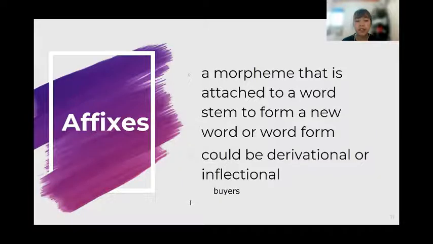In the word buyers, we said that our root word there is buy. We have 2 affixes. What did we attach to the word stem or the root word? We attached er and s. So we were able to form a new word because of er and s, from buy into buyers. Everything that you attach to your root word or base form, we call your affixes, and they could be classified as prefix or suffix.